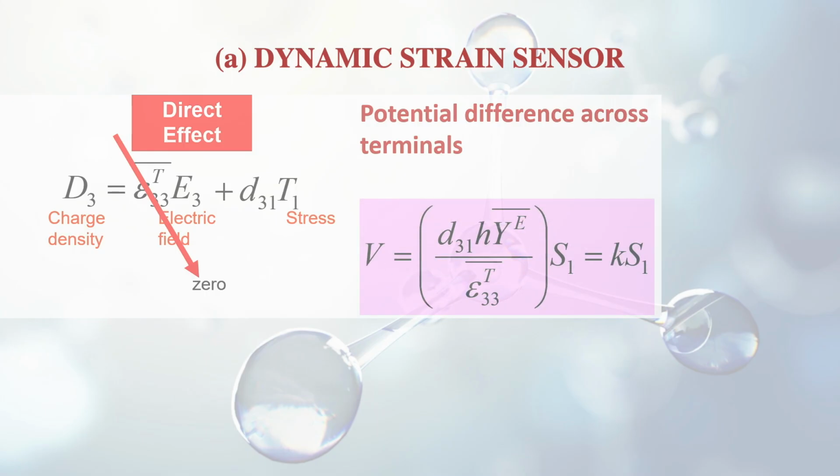That means voltage is directly proportional to strain, and if we input the values of various parameters for a typical piezo ceramic material like lead zirconate titanate of commonly occurring grade, we'll find that we are getting a sensitivity of typically 200 millivolts per microstrain. So this constant K has a typical value of 200 millivolts per microstrain. Here H is the thickness of the PZT patch.